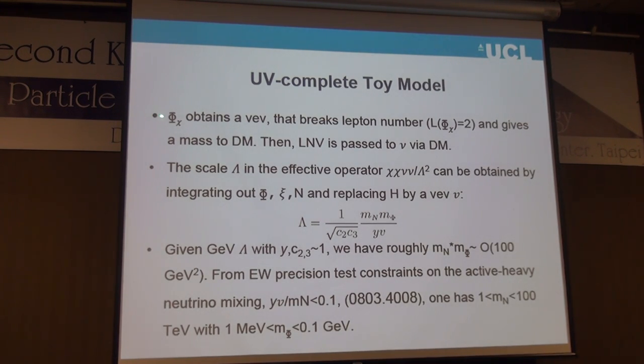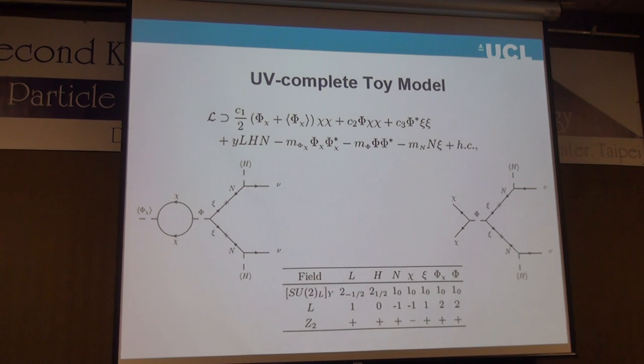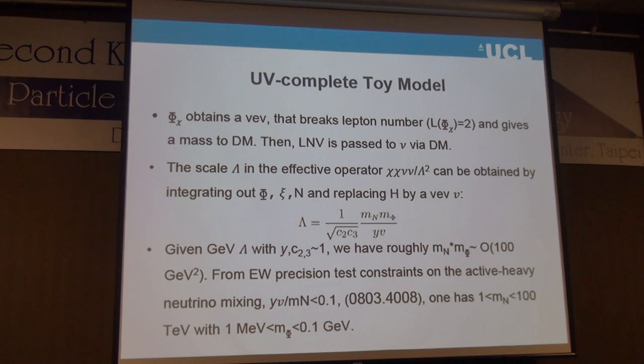So once the phi chi gets a VEV, it breaks lepton number, so it gives a mass to neutrinos, and the lepton number is passed down to the neutrino via the dark photon. And the scale, if you look at its scale here in the effective operator, you can just read off the lambda by integrating out the phi, c, and N, right? So you can read it out, and also include coefficients. So lambda is very simple. Lambda is like this form here, okay?